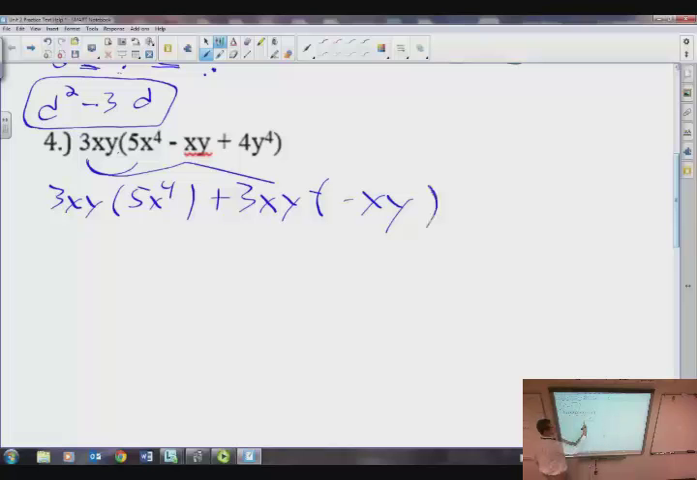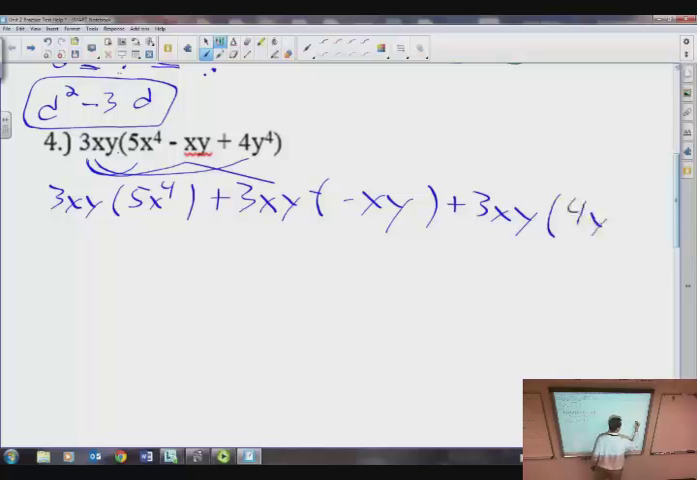Okay, so 3xy times 5x to the 4th, 3xy times negative xy, and then we do another 3xy. Break this up so it's easier. 3xy times 4y to the 4th. Okay, so let's do some combining here.